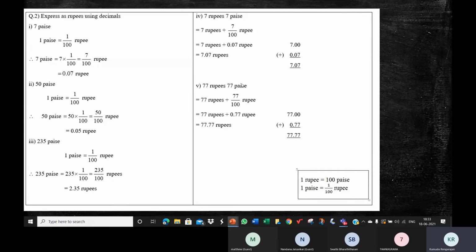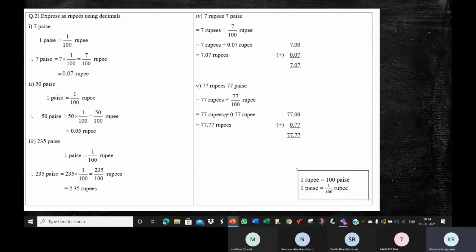Now it's converted to rupees. Once you write 77/100, immediately change the unit. 77 paise, when you write it as 77/100, becomes rupees. Immediately in the next step, write rupees. Now this one we are writing as a decimal, 0.77.